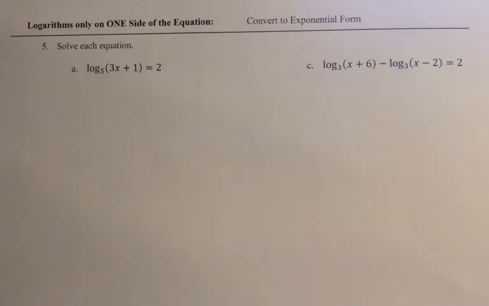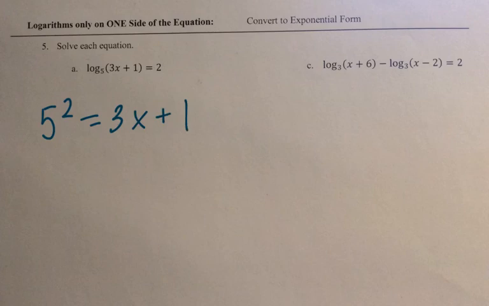Next, we're going to look at examples where we only have a logarithm on one side of the equation. When that happens, we're going to convert this to exponential form. Let's see that with 5a. Here we have log base 5 of 3x plus 1 equals 2. I only have a log on one side, so I'm going to rewrite this in exponential form. That's 5 to the second equals 3x plus 1. That gives us a nice easy equation to solve because 5 to the second is just 25 equals 3x plus 1.